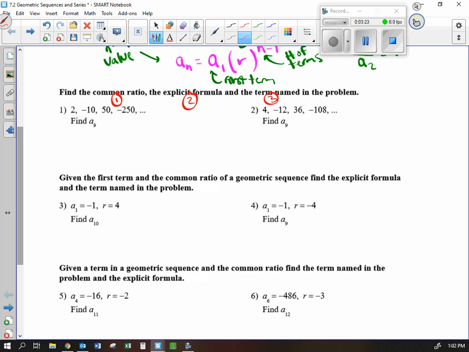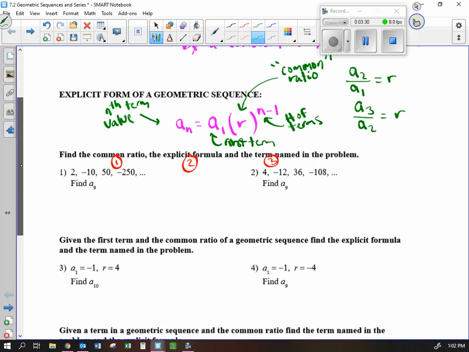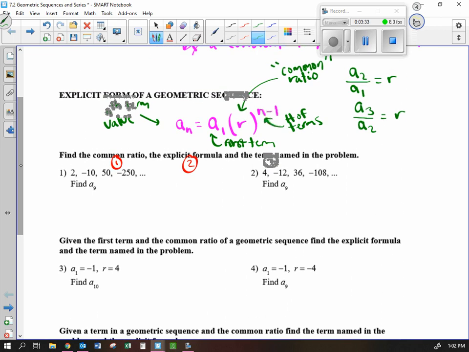The first thing I'm going to do is get that common ratio. What I just said above is we're going to take one term and divide it by the previous term. So I'm going to take, for example, a sub 2 and a sub 1. Negative 10 divided by 2 gets me negative 5. So my R is negative 5. Can that be true for a sub 3 divided by a sub 2? 50 divided by negative 10 would still get me that R equals negative 5. So I'm going to box that. That's part of my answer.